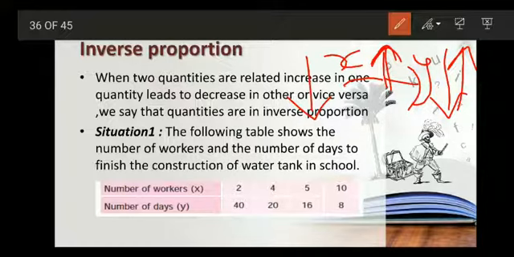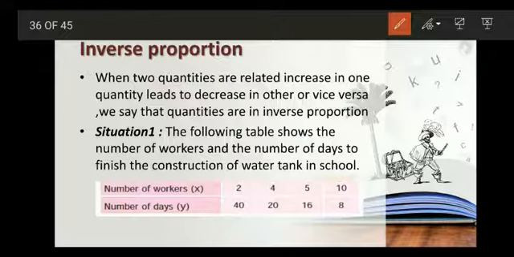To understand this, first we'll consider a situation. The following table shows the number of workers and the number of days to finish the construction of a water tank in the school. Here, the two quantities which are compared, which are related, are the number of workers and the number of days to construct the water tank. When the number of workers increased, what happened to the number of days to complete the work? When more workers are doing the work, it will take fewer days to complete the work. When fewer people are working, it will take more days to complete the work.